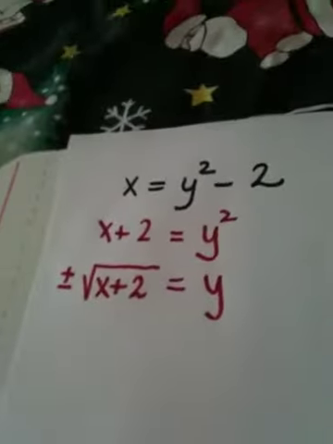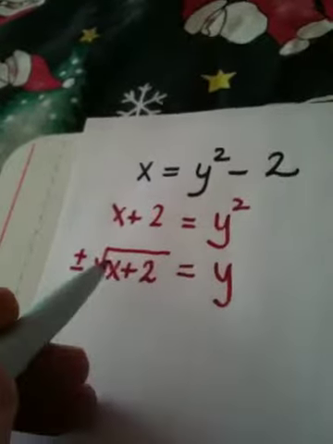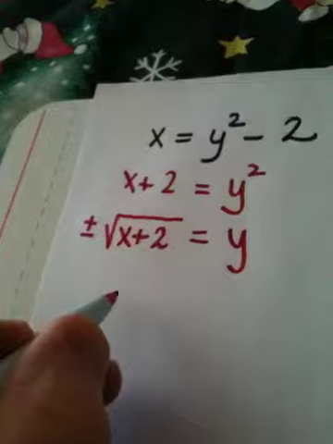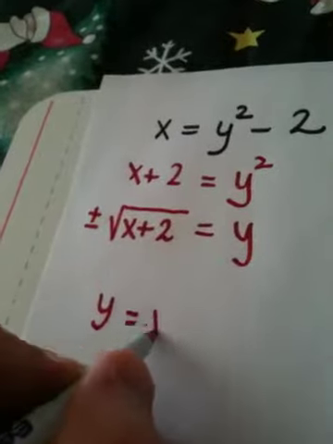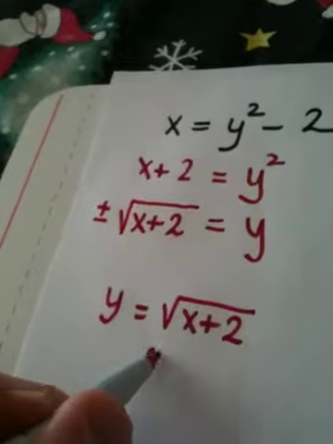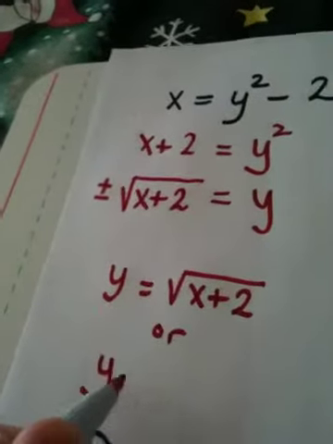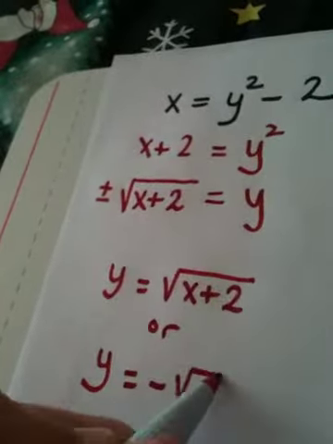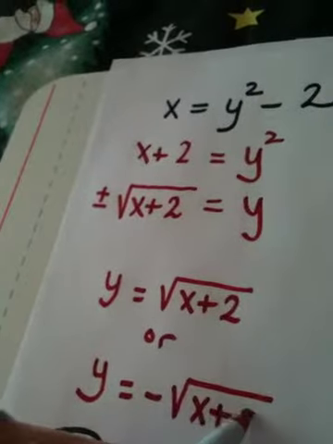So this is basically telling me there are two answers to this equation. y is equal to a positive square root of x plus 2, or y is equal to the opposite of the square root of x plus 2.